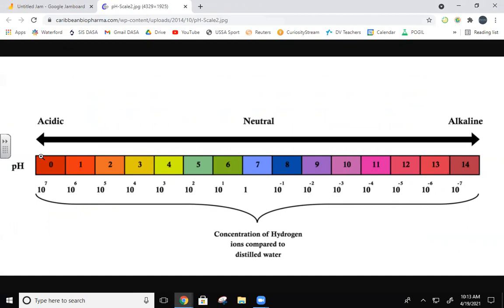You see this? Concentration of hydrogen ions compared to distilled water. 10 to the 7th, 10 to the 6th, 10 to the 5th, 4th, 3rd, 2nd, 1st, 1, which is 10 to the 0. Then -1, -2, -3, -4, -5. So how much more acidic, in terms of times more, is something at 0 than at 2? Vince? 100 times. So something with a pH of 0 is 100 times more acidic than something with a pH of 2. Something with a pH of 2 is 1,000 times more acidic than something with a pH of 5. So a pH of 5 is 1,000 times less acidic than 2.